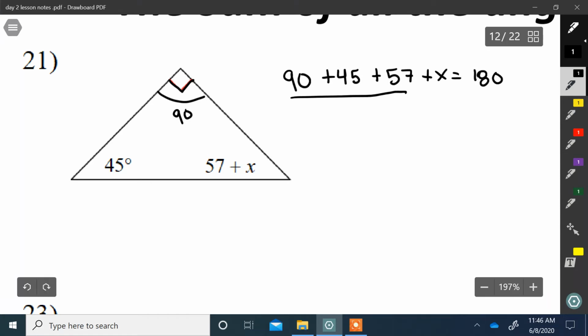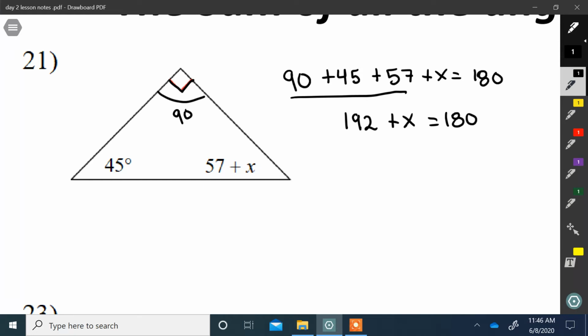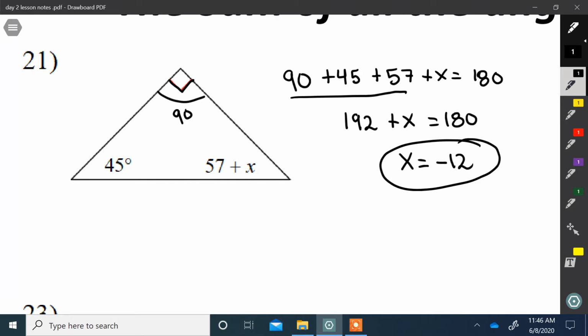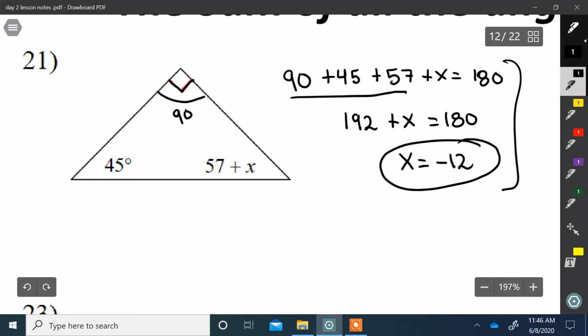I'm going to go ahead and add all those with my calculator here. So we got 90 plus 45 plus 57. That's all going to be 192 plus x. Subtract 192 from both sides, and you get x is equal to negative 12. Like I mentioned before, guys, the goal in here is not to teach you algebra. You should know how to do this because you have already taken algebra.